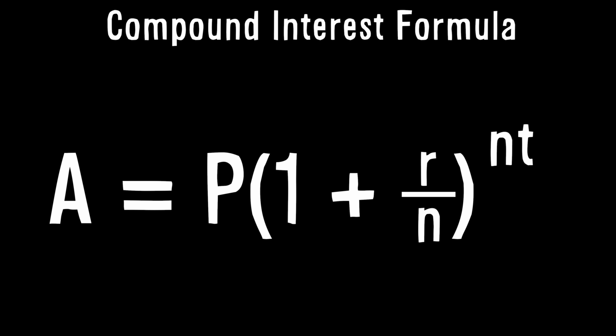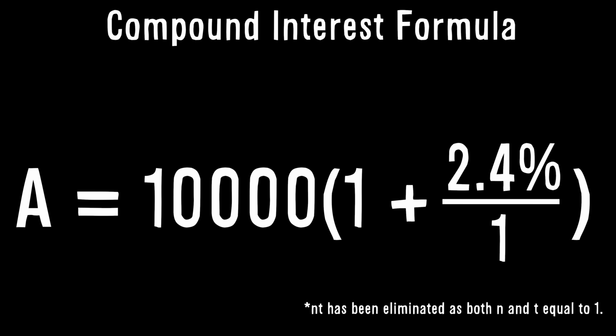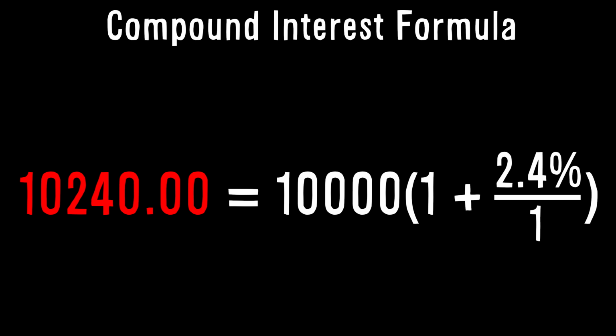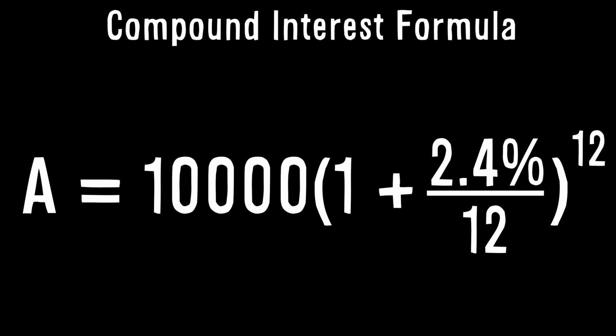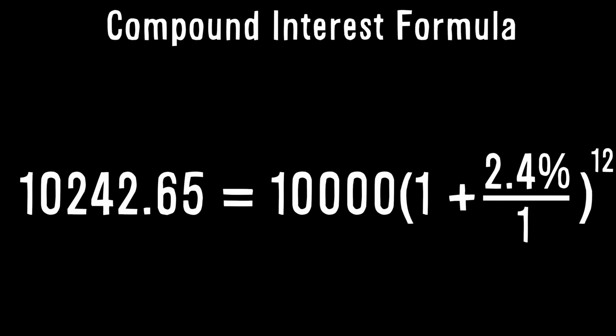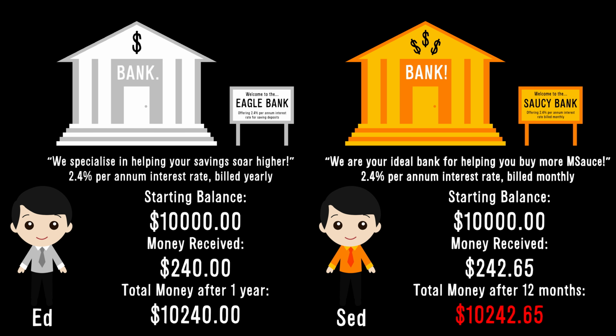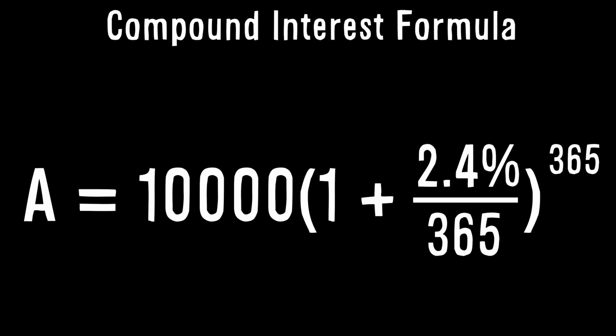We can confirm this formula works, as plugging in N equals 1, when the interest is given once, gives the value of $10,240, which is the amount of cash Ed had after depositing his money in the Eagle Bank for 1 year, calculated previously. Plugging in n equals 12, when the interest is given 12 times, gives $10,242.65, which was the amount of cash Seth had in his bank after depositing his money in the Saucy bank for 12 months. Now, let's plug in n equals 365 to make it so that it's compounded every day for a year, that year not being a leap year.